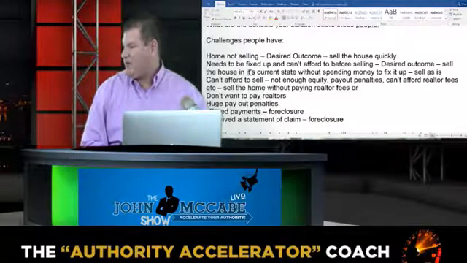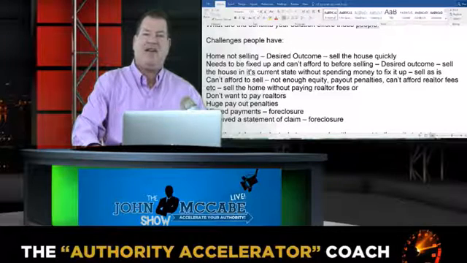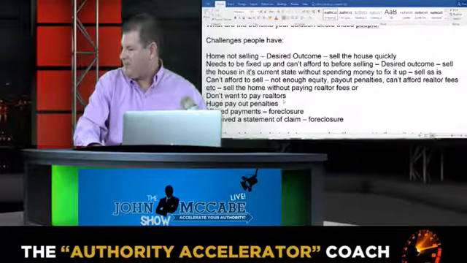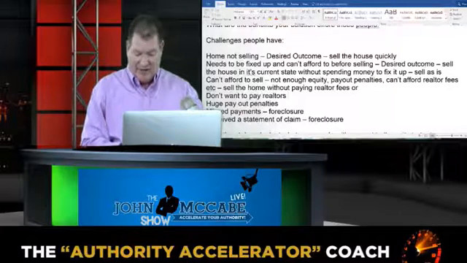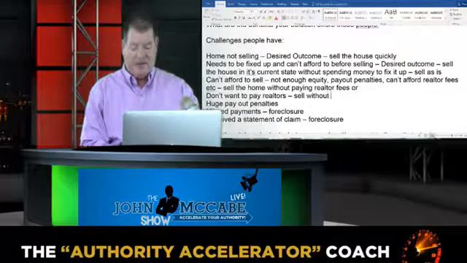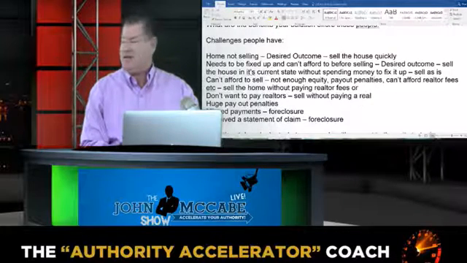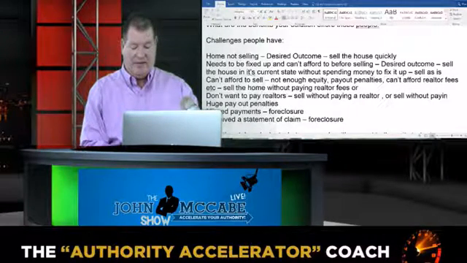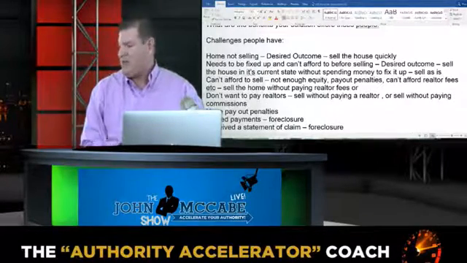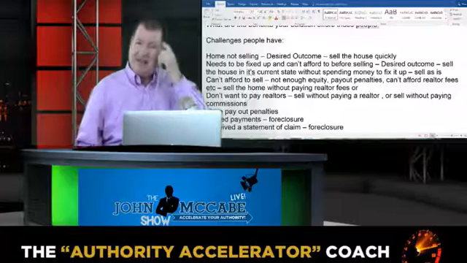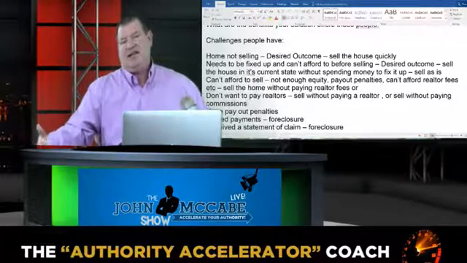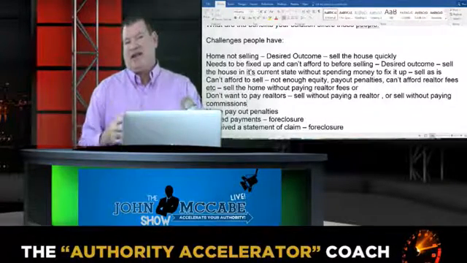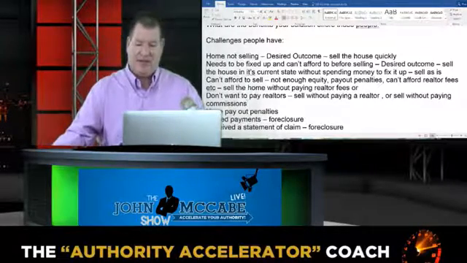Now, the next one is they don't want to pay realtor fees. So their desired outcome is to sell without paying a realtor, or sell without paying commissions, because it's really about paying the commissions. So their desired outcome is they want to actually sell the home without paying a realtor. So their challenge is they don't want to pay a realtor, or they can't afford to pay a realtor. So their desired outcome is being able to sell the home without the use of the realtor.